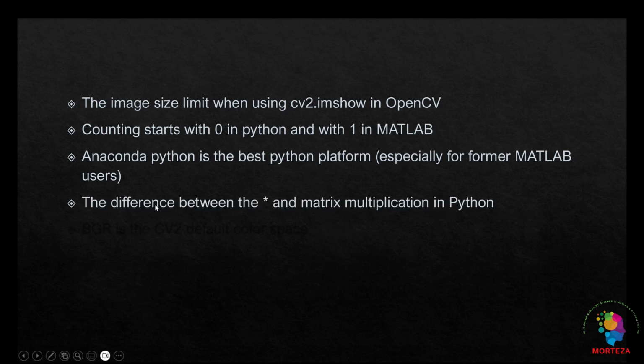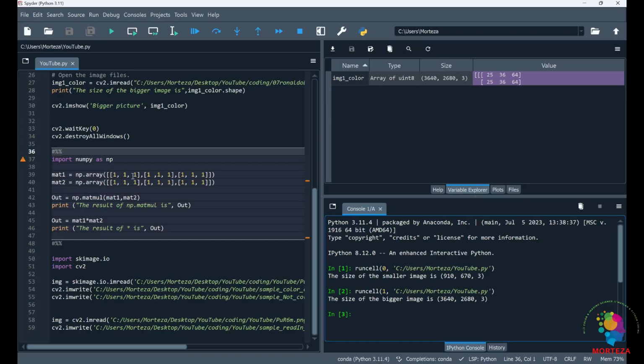The next point I wish I knew is the difference between the star and matrix multiplication in Python. Star is the element-wise multiplication, and to do the regular matrix multiplication, you need to use NumPy matrix multiplication. Let me show you what I mean. So here are two matrices. They're all 1. I first show you the result of the regular matrix multiplication using NumPy matrix multiplication, and then I'm going to show you what happens when I use star.